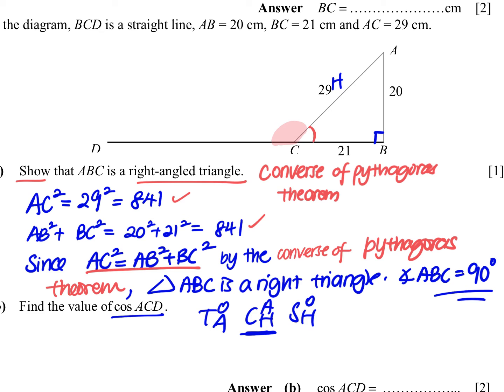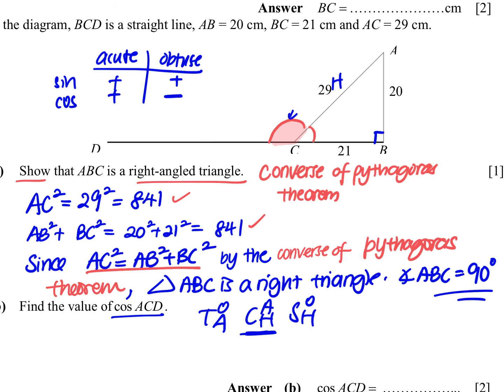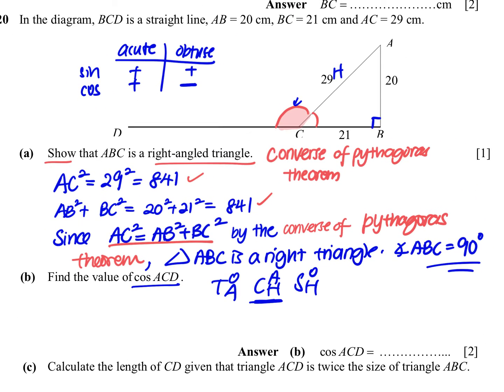But remember, this is the obtuse angle. Remember our chart? For acute angles, sine and cosine are both positive, but for obtuse angles, sine is positive, cosine is negative. So do they want the angle or do they want a fraction? They want the whole cosine, the whole thing. So this answer should be a fraction. And not only that, it has a negative sign.